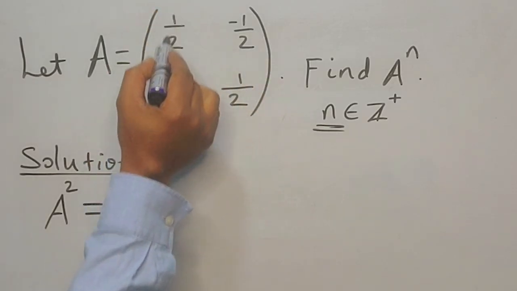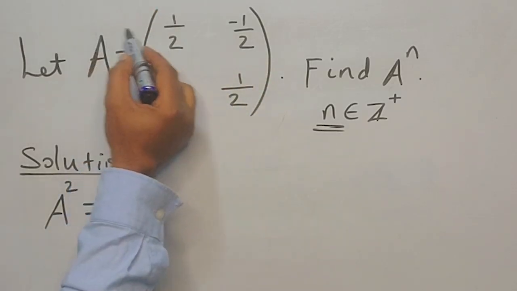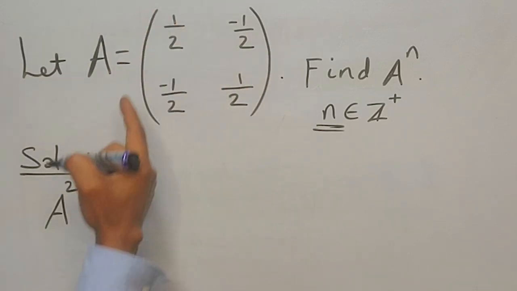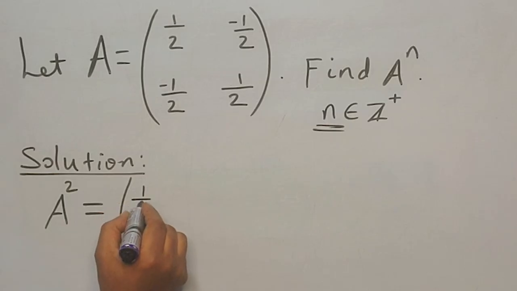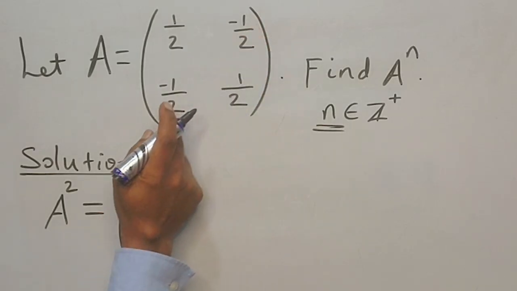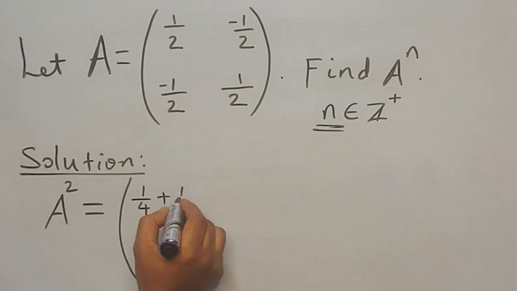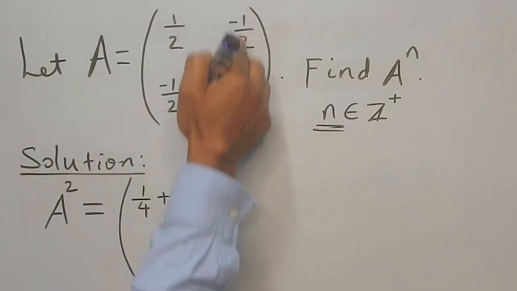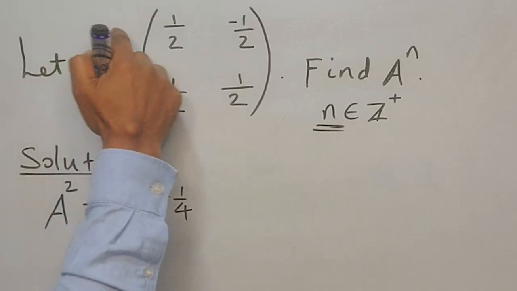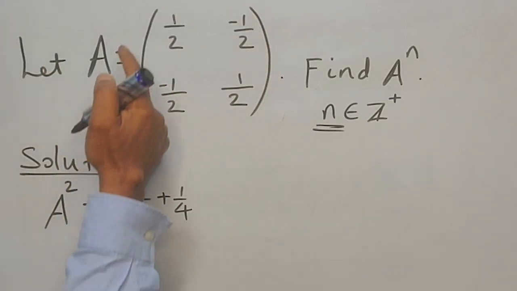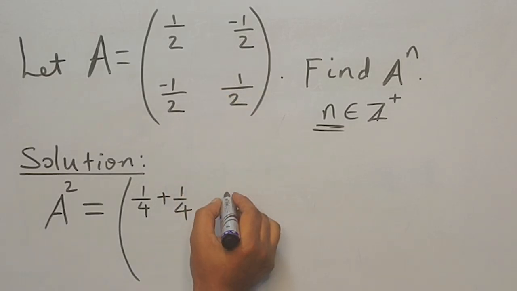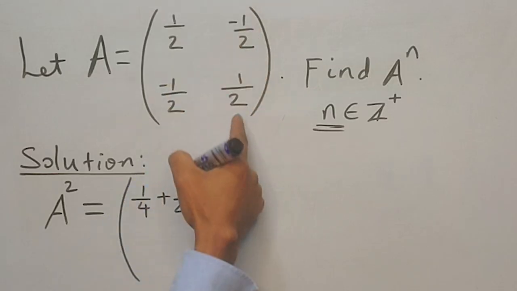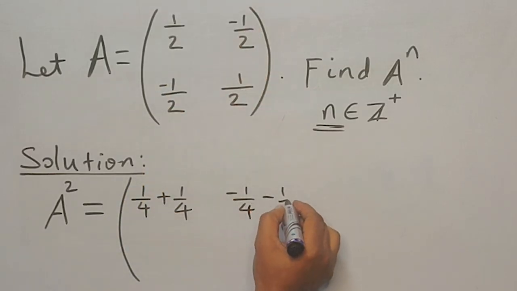First row, dot first column, the dot products of rows and columns. First row with first column, the dot product. 1 over 2 times 1 over 2, 1 over 4, plus minus 1 over 2 times minus 1 over 2, plus 1 over 4. First row dot second column: 1 over 2 times minus 1 over 2, minus 1 over 4, plus minus 1 over 2, second column 1 over 2, minus 1 over 4.